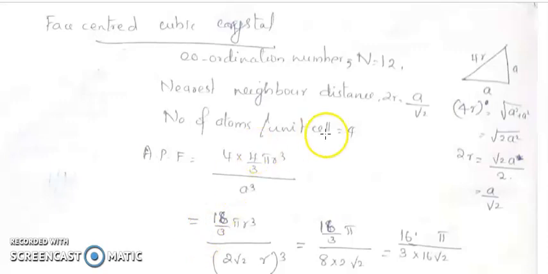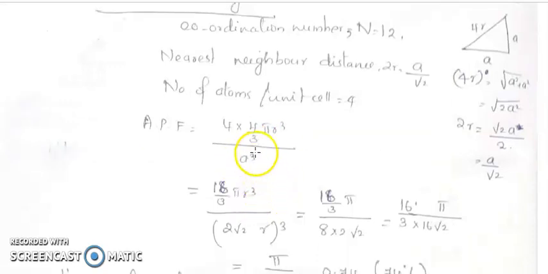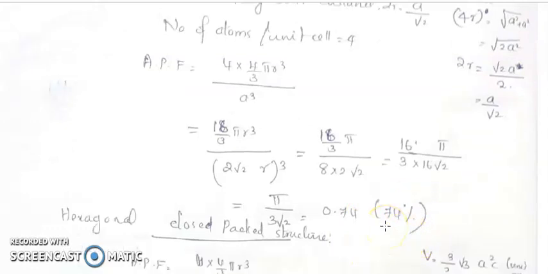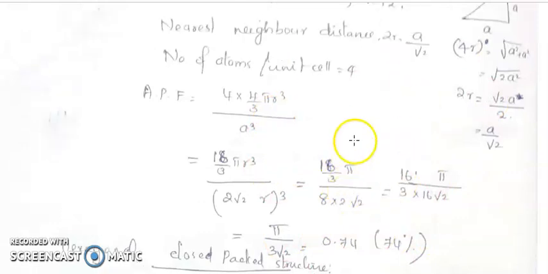The number of atoms per unit cell is 1 from the corners and 1 by 2 into 6 from the 6 faces, so the total number of atoms is 4. The atomic packing factor is equal to 4 into 4 by 3 pi r cube divided by a cube. Substituting a equal to 2 root 2 r, the whole cube, you get the value pi by 3 root 2, or 0.74. So 74% is the atomic packing factor in this case. So FCC is a closely packed structure.